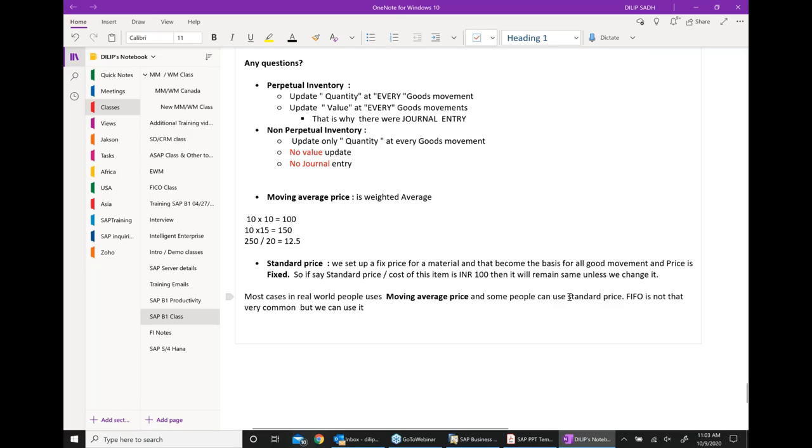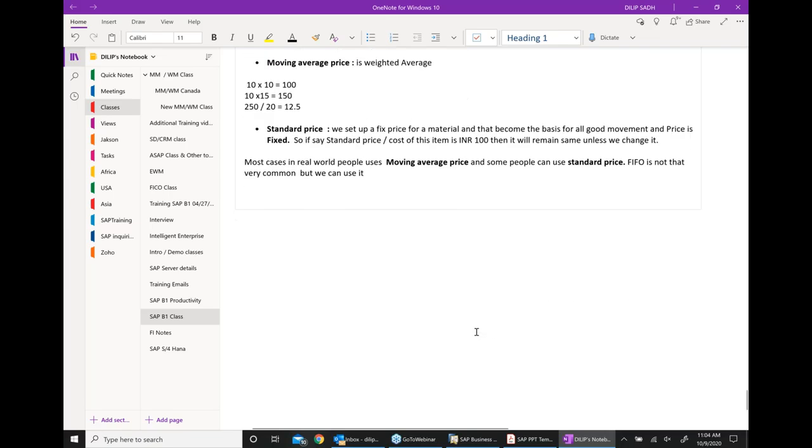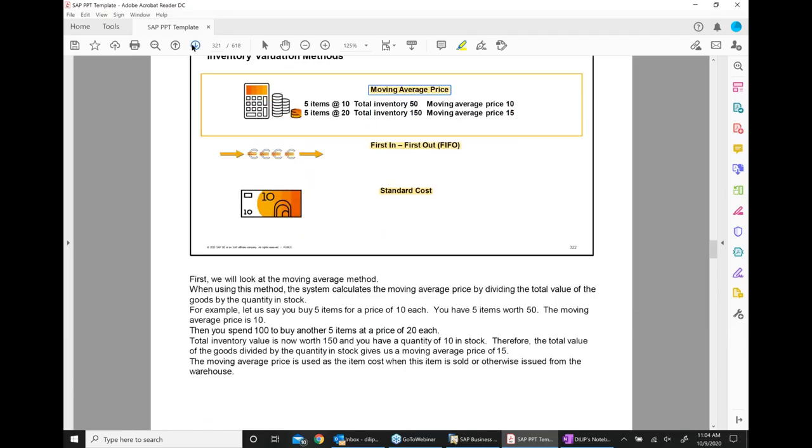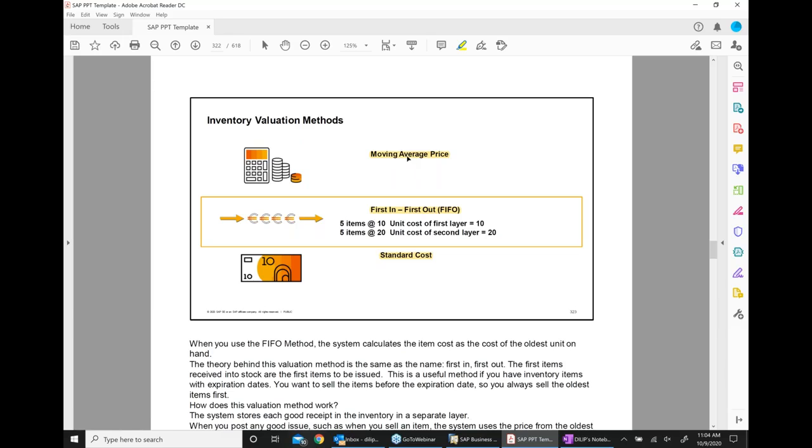Then we have a standard price. Some people use standard price specifically for finished goods. Now, which one to use? Normally, it is dictated by commercial requirements, and every country is different, with a lot of country-specific requirements. Okay, so we talk about moving average price.